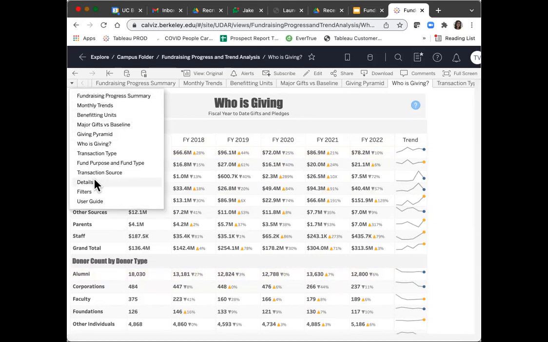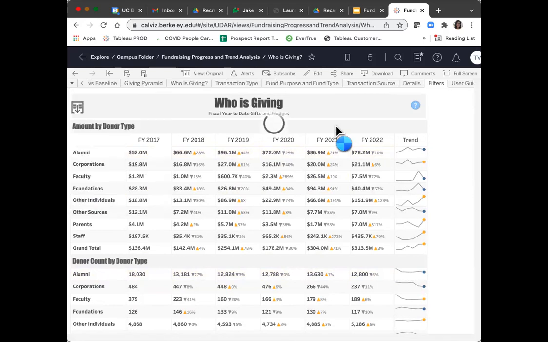All right, speaking about details, people can also get to details of the granularity of the transactions in this tab. I'm not going to show it because it's going to have sensitive data, so I won't go there.